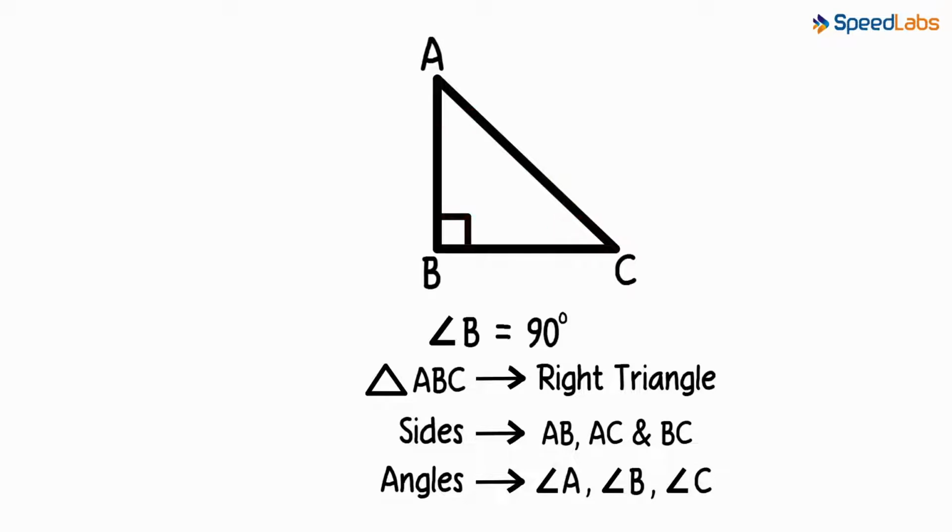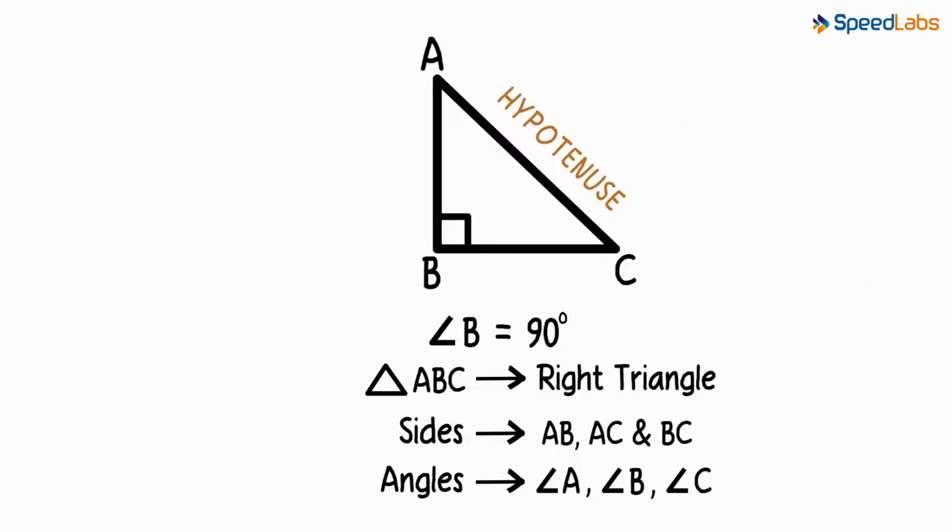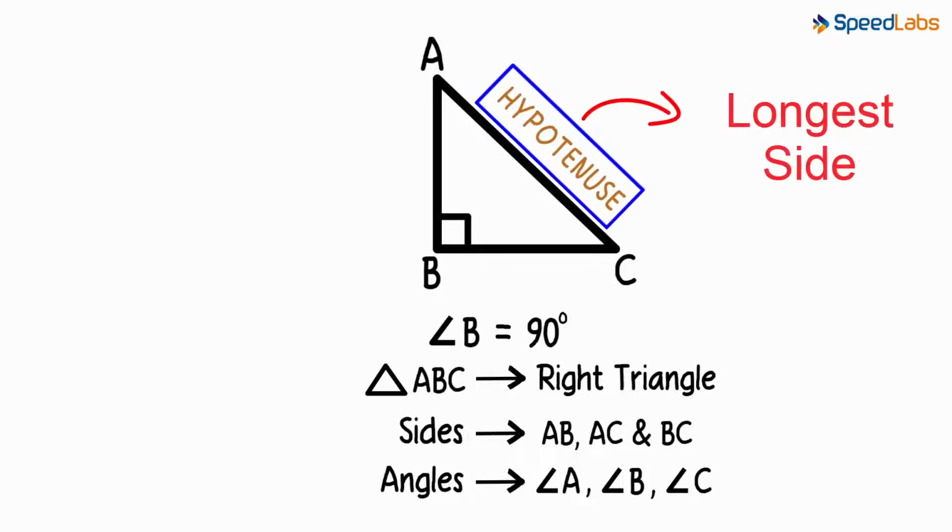Do you remember what the hypotenuse is? The side which is opposite to the 90-degree angle is called the hypotenuse. In this triangle, since AC is opposite to angle B, which is the right angle, side AC is called the hypotenuse. And do you know a special property of the hypotenuse? The hypotenuse is always the longest side of any right triangle.